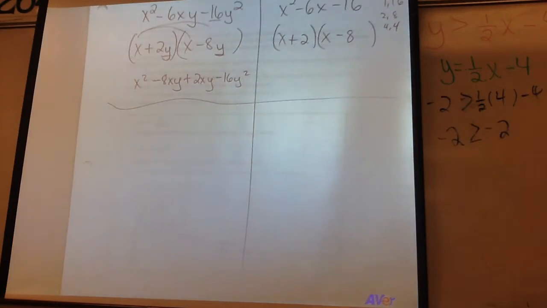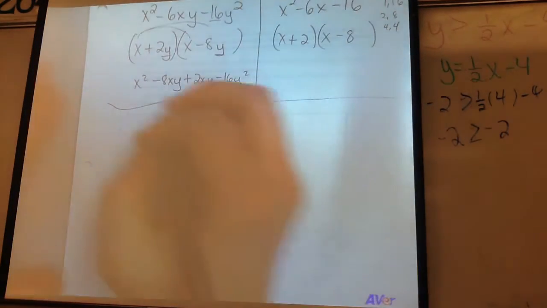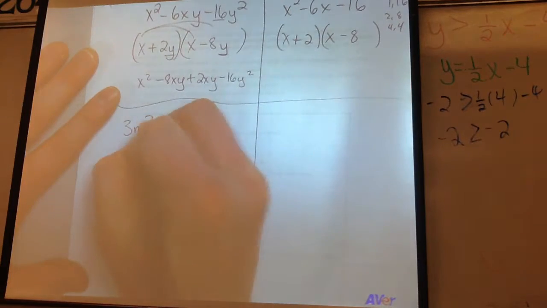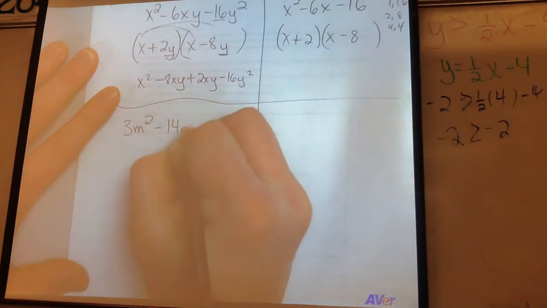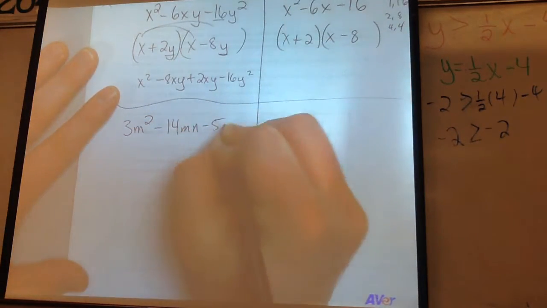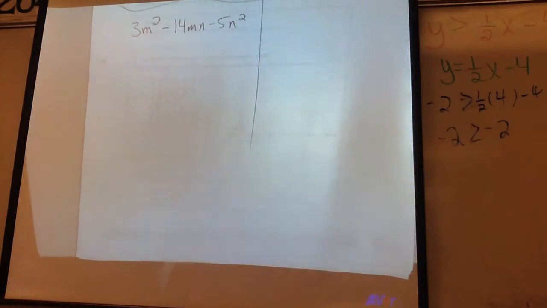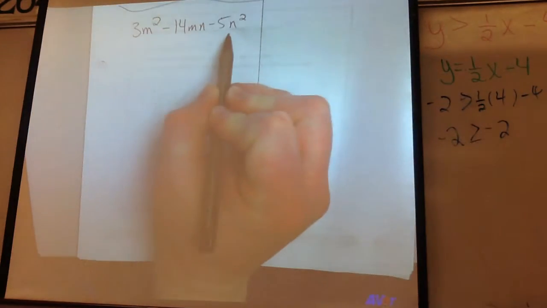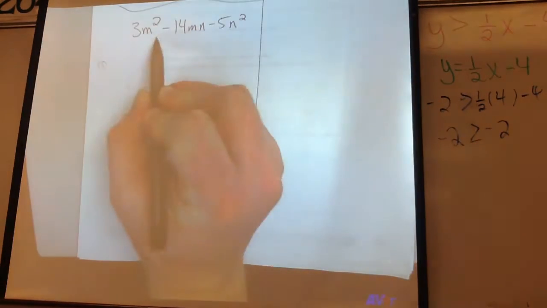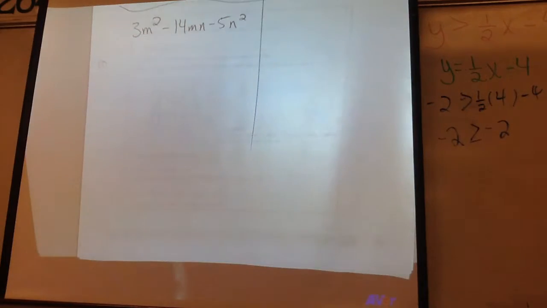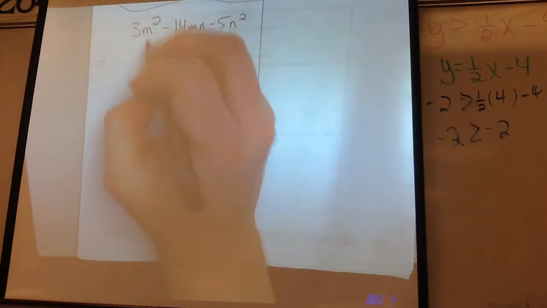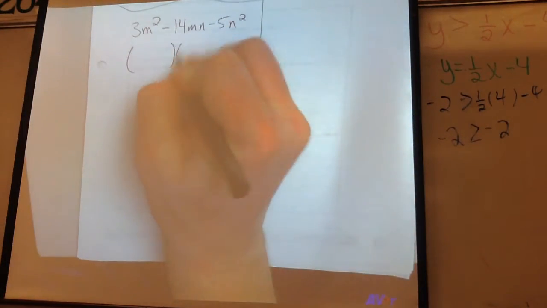So, one more quick example. The first thing you should always check is, do they have anything in common? Always, every single problem. That one doesn't have an m, that one doesn't have an n. Nothing in common, so now we proceed with just regular factoring.